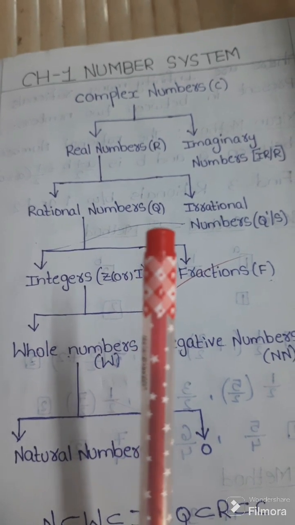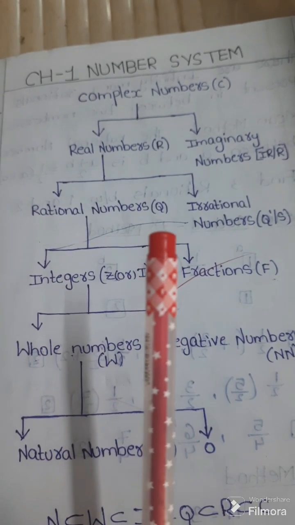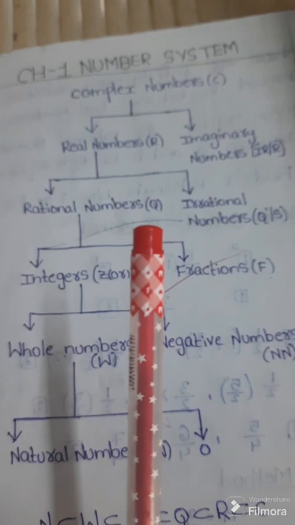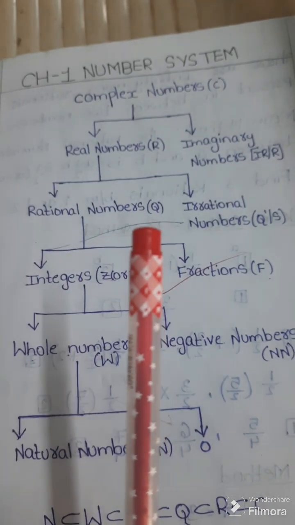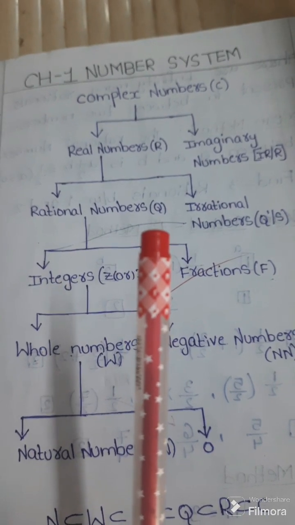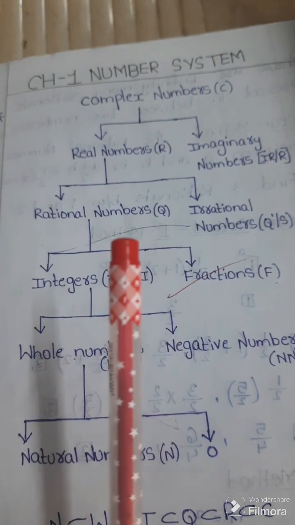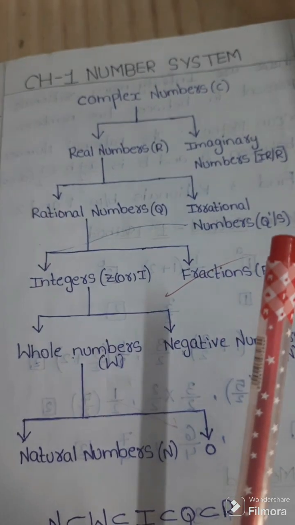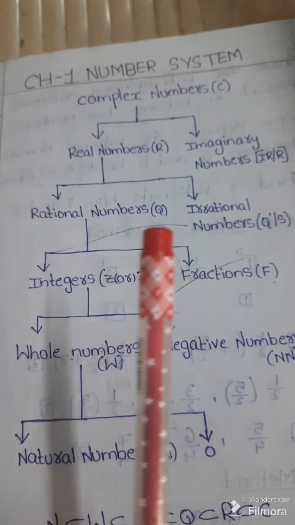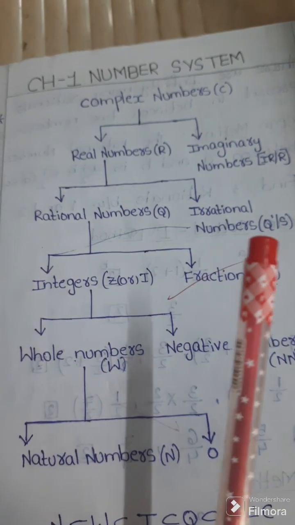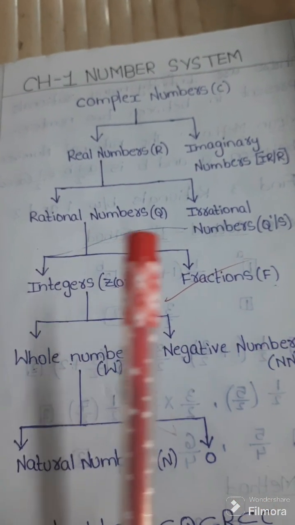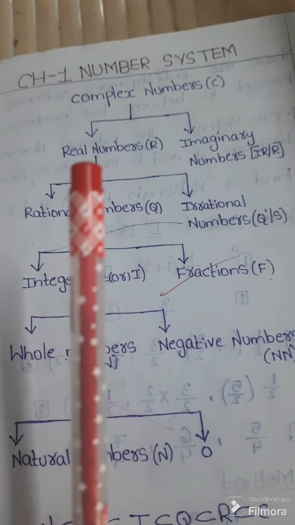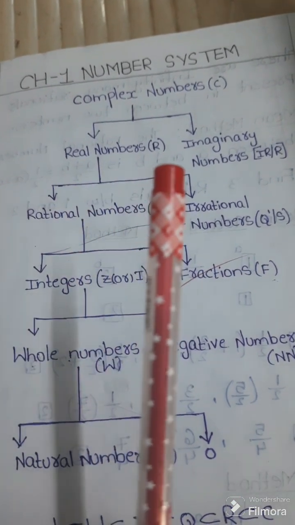Why Q? Because Q means quotient numbers. We will learn more about it in the next classes. In this class it is somewhat less, but at the higher level it is more. Irrational numbers are Q dash or S. Q dash means it is not a rational number. S means surds. Rational and irrational numbers combined we can call real numbers.